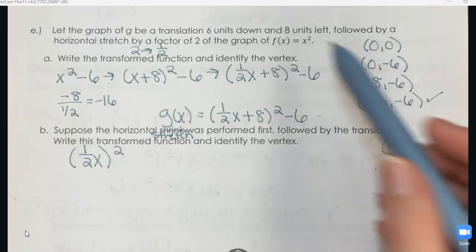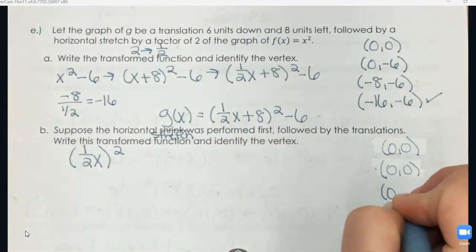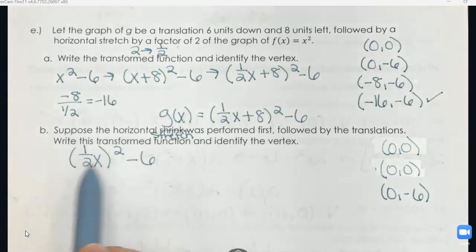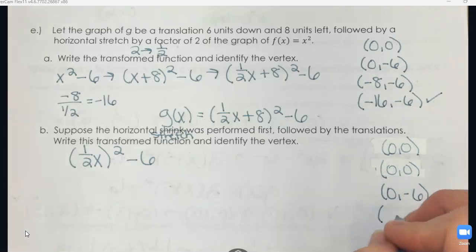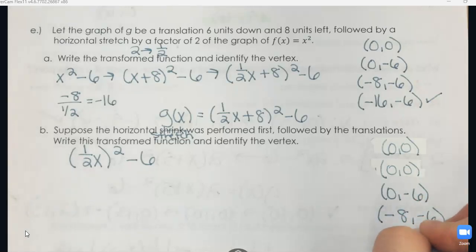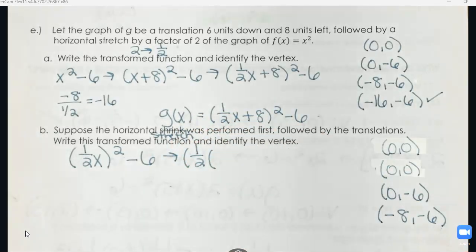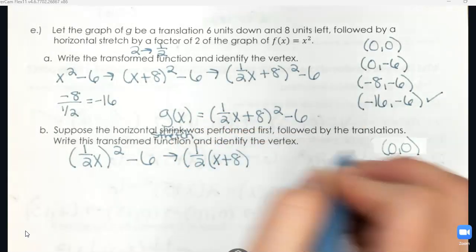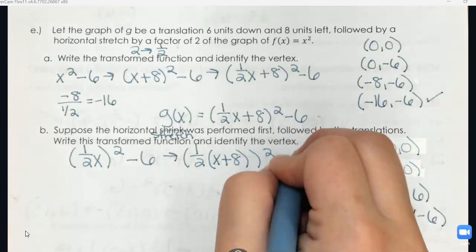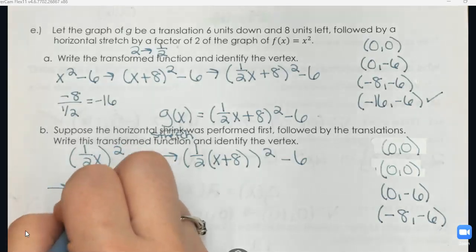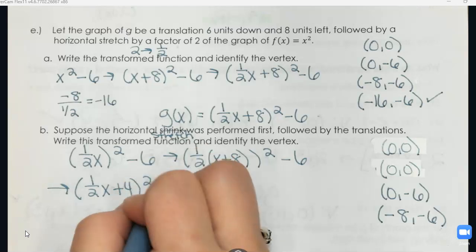Then we are going to do our two shifts. So we went 6 units down. I want to be at 0, negative 6. I reflect that in my function by subtracting 6. This is still vertex form, so we have 0, negative 6. Great. And then now when we do 8 units to the left, we want to make sure our vertex ends at negative 8, negative 6. So within my function, what I'm going to have to do, 1/2 x, when you're going to the left, it's x plus that number. And when I distribute this 1/2, I'm going to get 1/2 x plus 4 squared minus 6.